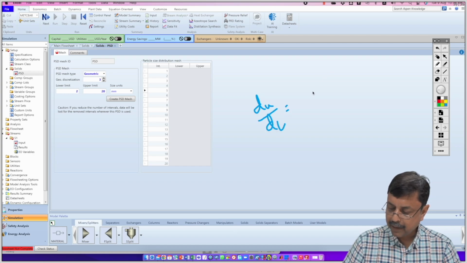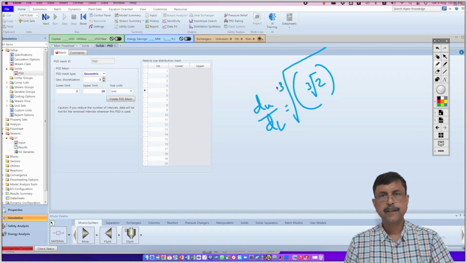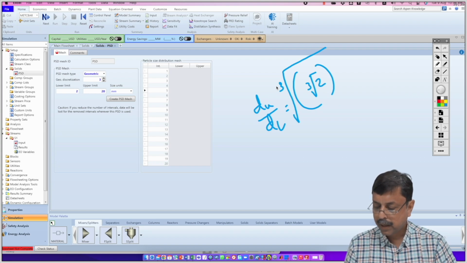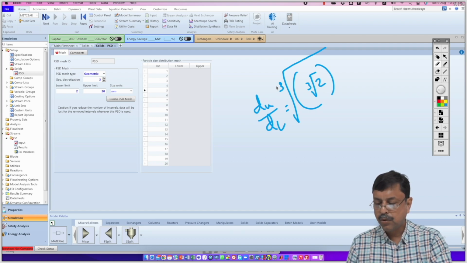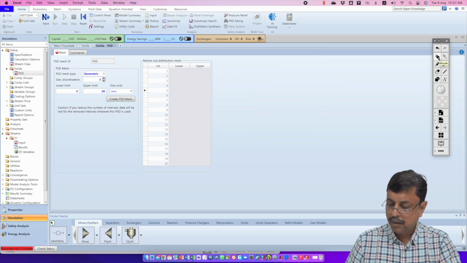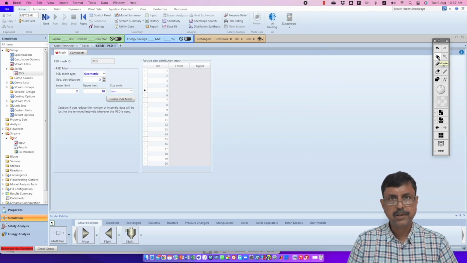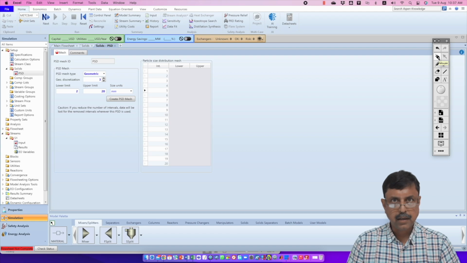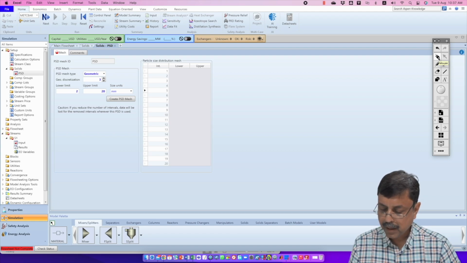dl ratio as something like this. Okay. So this can go up to 4. In case of 4, it will be like this. So that's how geometrically you can create the mesh.